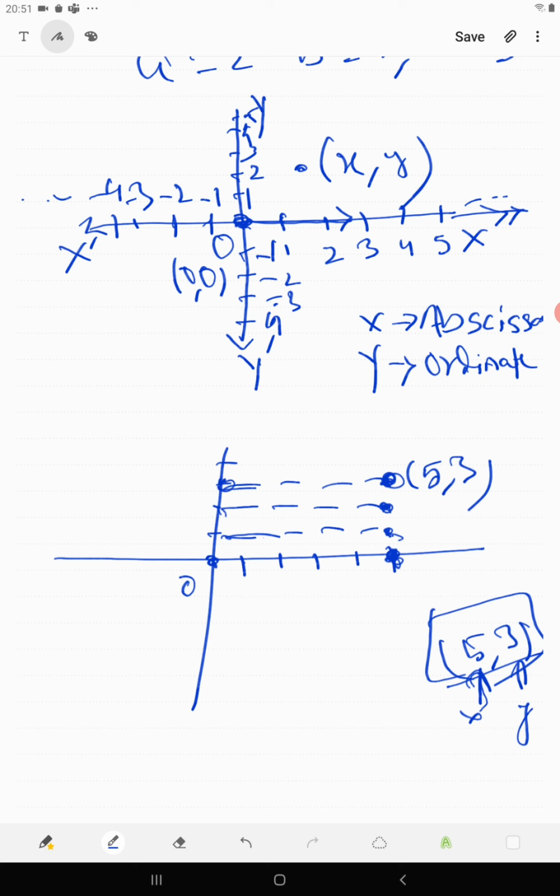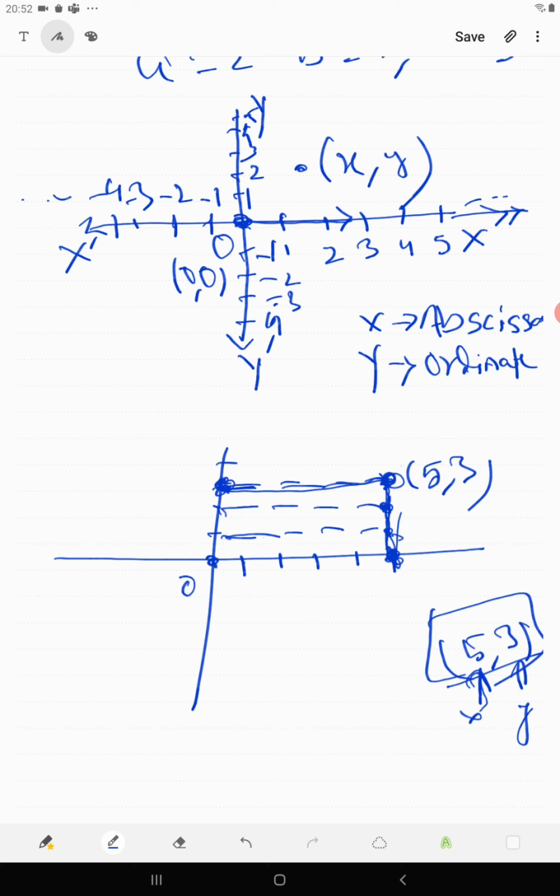So from the third point on the y-axis, draw a perpendicular towards the top, vertically, and then from 3 on the y-axis draw a horizontal perpendicular. The cutting point of this vertical and this horizontal line will be 5 comma 3. So this is how we represent 5 comma 3.